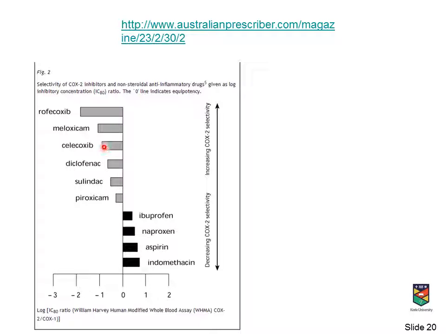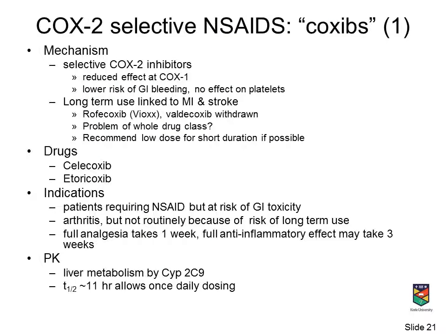celecoxib. They're really quite selective for COX-2 over COX-1, and you think about this drug here, you think it's almost 100 times more selective for COX-2 than COX-1, so that sounds like it ought to be a really good drug, but you're going to see there's some problems with that drug. In fact, it's no longer on the market, and celecoxib is still on the market, and you'll see why in the next slide. So this class of drugs are called the COXIBs.